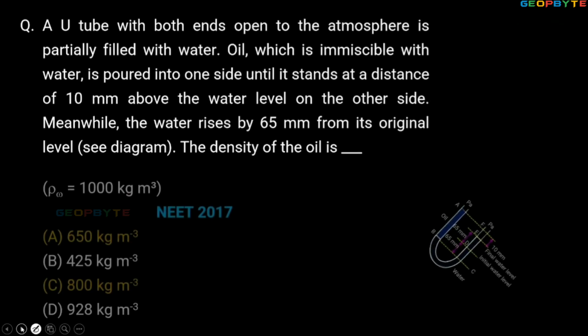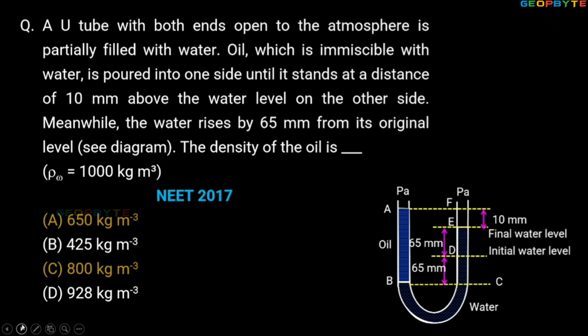Similarly, let us take another important problem. Look at the screen. It is asking like this: a tube with both ends open to atmosphere is partially filled with water, and oil which is immiscible with water. That means water and oil are taken in a U tube, but oil and water are not mixing. That is the meaning of immiscible.